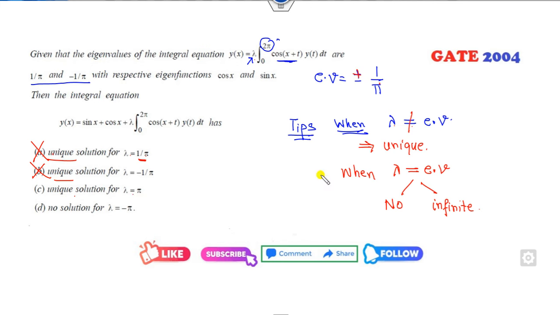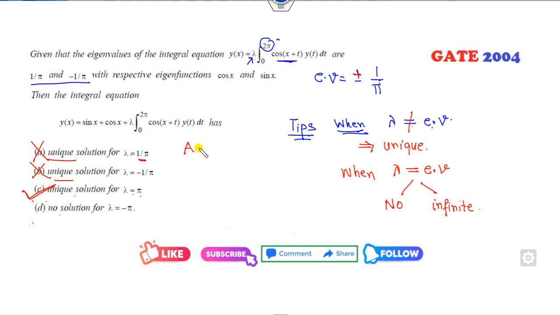Unique solution for lambda equal to pi. But you can see lambda is not equal to either eigenvalue. Yes, it's a correct option. No solution for lambda equal to minus pi, but we may have infinitely many solutions as well. So it is not always a no solution. We have to check whether it's a no solution or an infinite solution. But it's a GATE examination with only one correct option, so that's why this is the right answer.